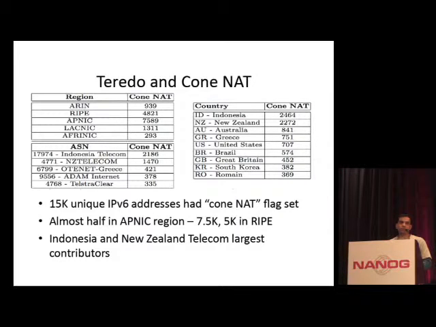Digging further into the Teredo header, we can also get to NAT IP addresses. Once we can figure out the IPv4 address of the NAT, we can figure out where it's coming from, just based on IPv4 geolocation. So we observe about 15,000 unique IPv6 addresses that have the cone NAT flag set in the Teredo portion of the IP address. Almost half were in the APNIC region, about 5,000 in the RIPE region, and Indonesia and New Zealand Telecom were the largest contributors.